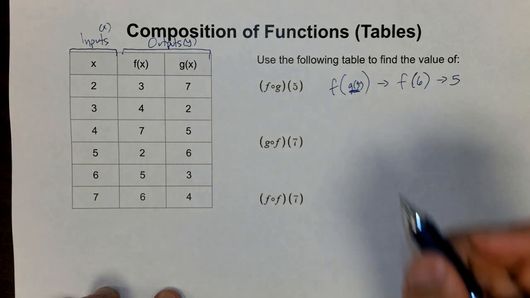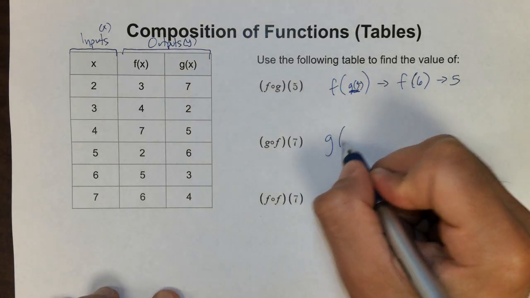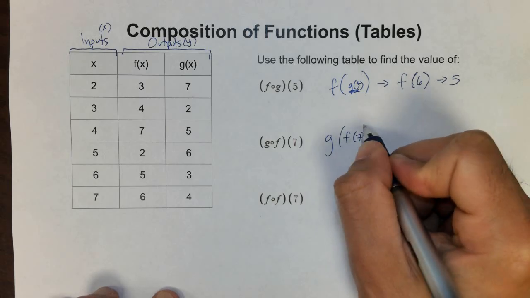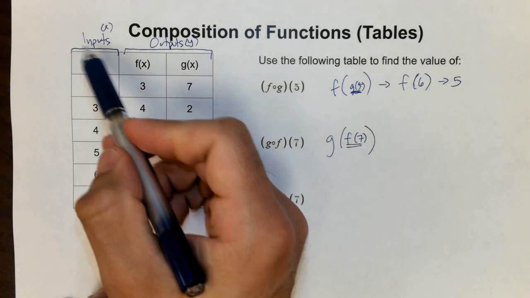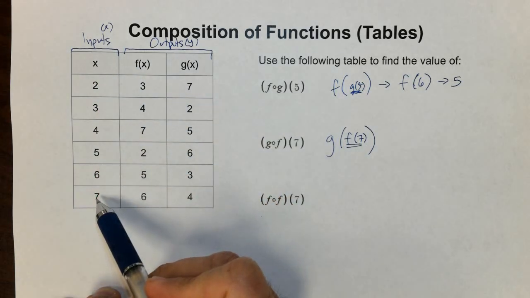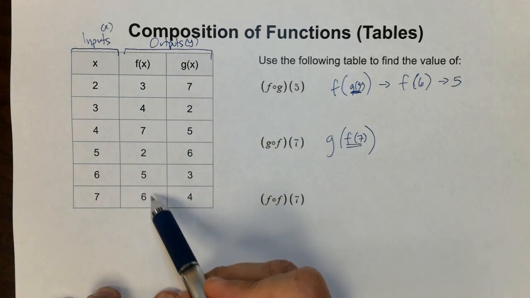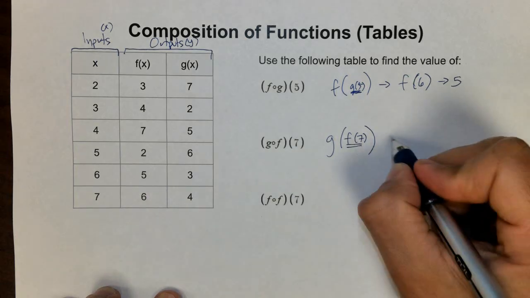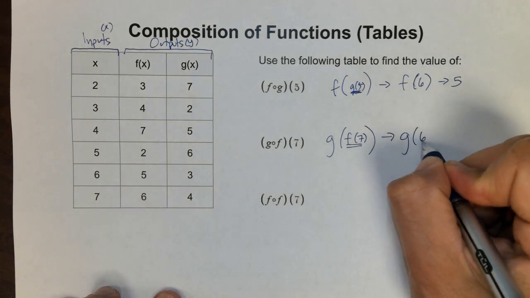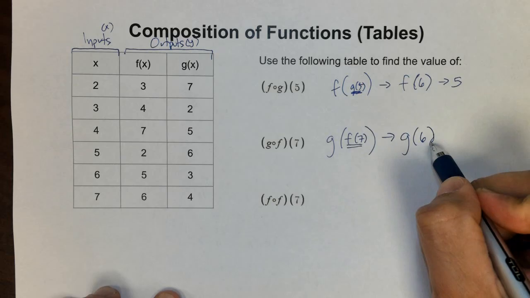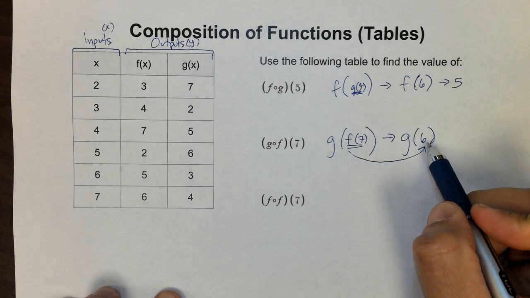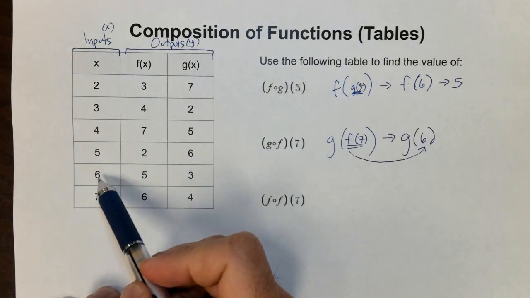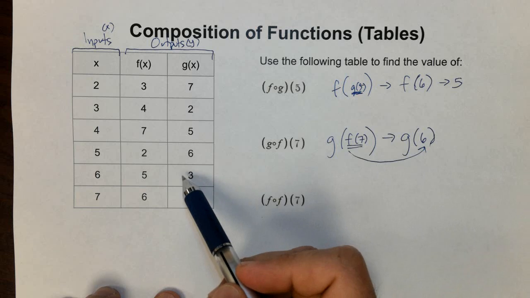Let's try another one. Here we have g composed of f at 7. So I want to figure out what is the value of f at 7. The input is 7. The value of the f function results in a 6. So now I have g of 6. I take my result, and it'll be my new input. So I go to 6, and now I'm interested in the function. What is the value of g of x? 3.